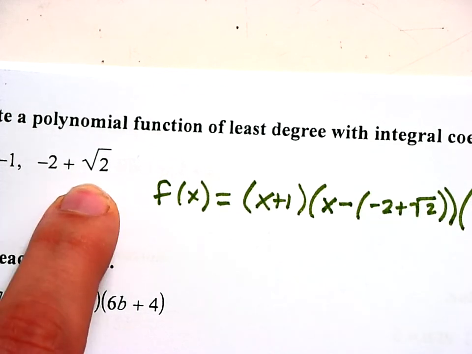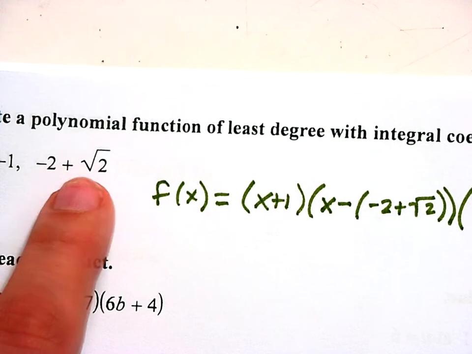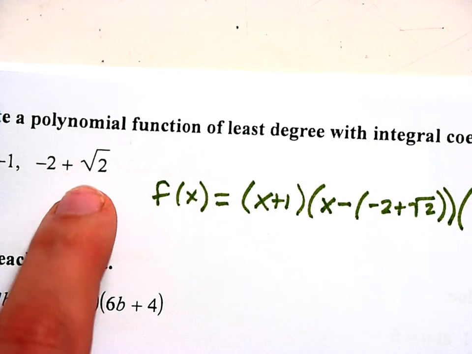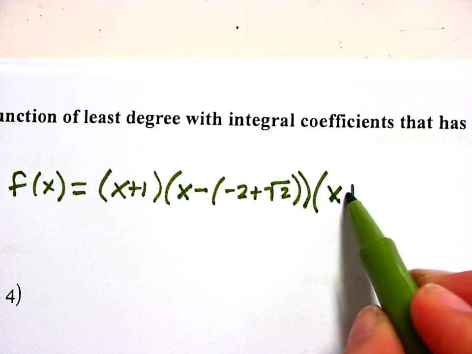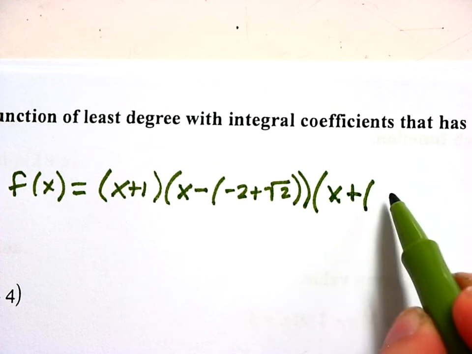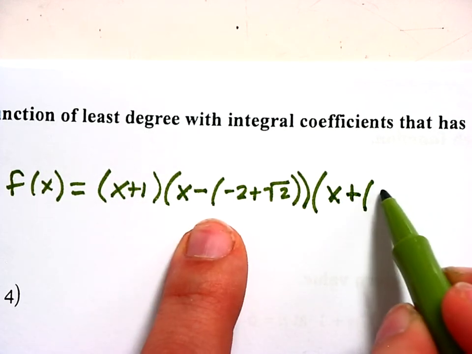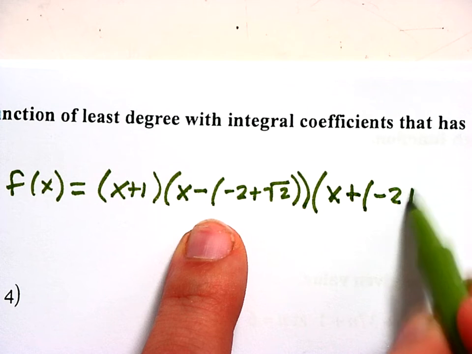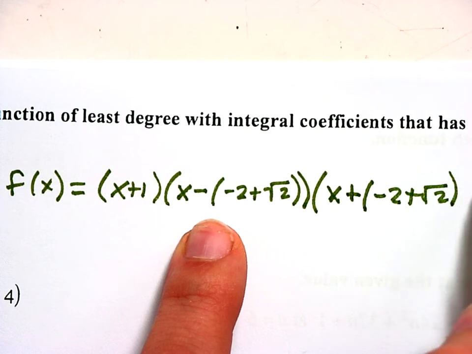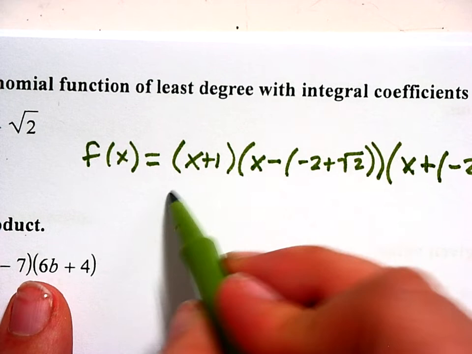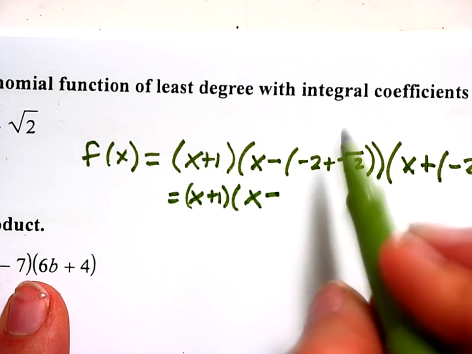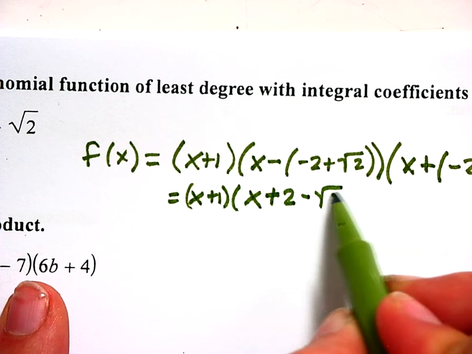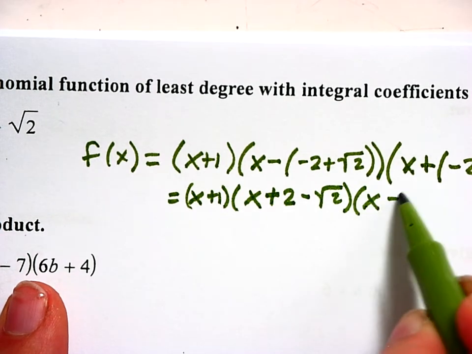And then if we have an irrational 0, it comes in a conjugate pair. And so that means we also have the 0, x plus, and then we've got negative 2 plus root 2. Okay, if we simplify that, we've got x plus 1, x plus 2 minus root 2, and then x minus 2.